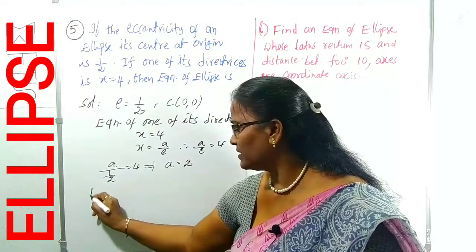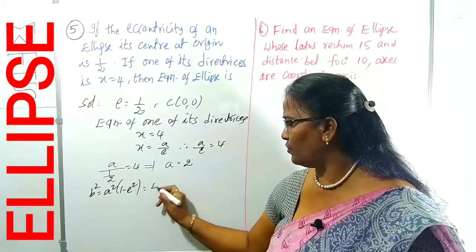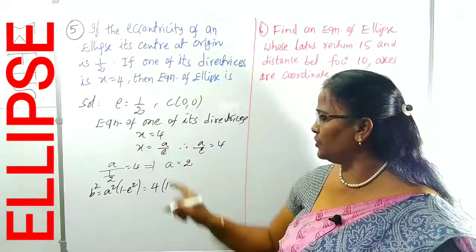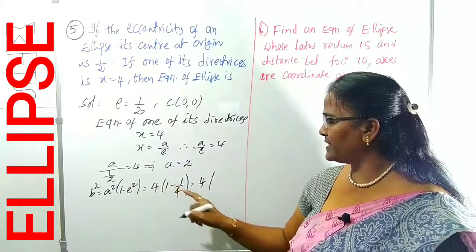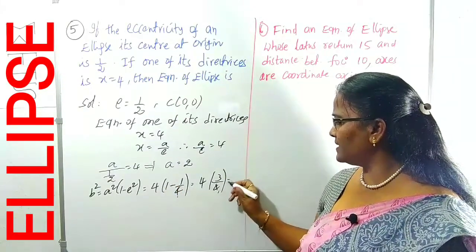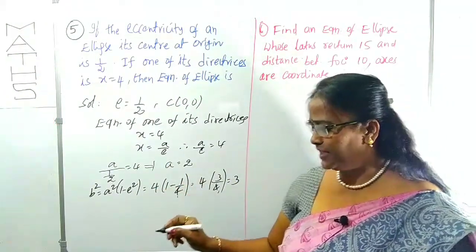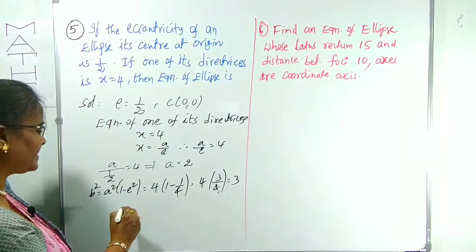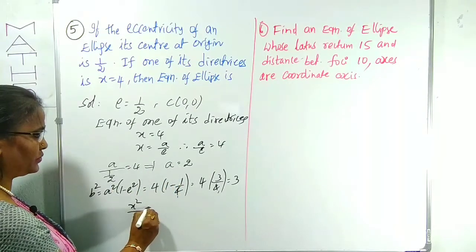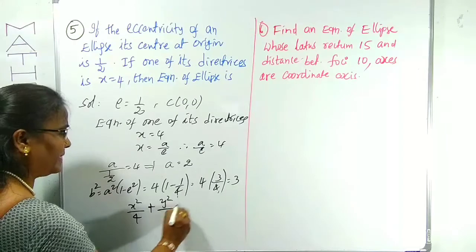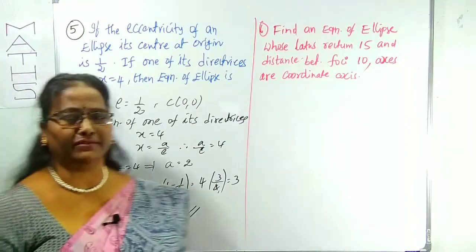Now we can find out b square. b square is a square into 1 minus e square, that is 4 of 1 minus 1 by 2 whole square, which is 1 by 4. By taking the LCM, 4 of 4 minus 1 by 4 is 3 by 4, the 4 cancels, and it will be 3. So b square is 3 and a square is 4, therefore the equation of ellipse is x square by 4, because a is 2, plus y square by 3 is equal to 1. This is the required equation of ellipse according to the given conditions.